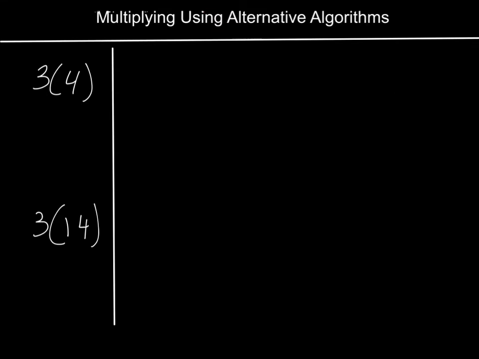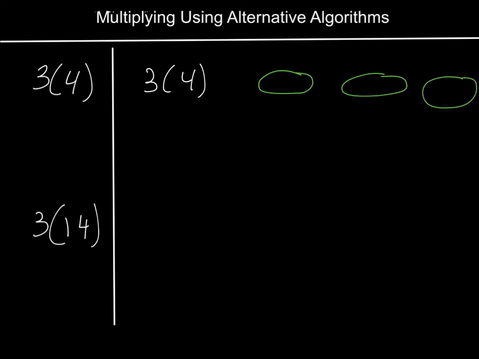When you have the problem here, 3 times 4, what that typically means is 3 groups of 4. And so if I want to demonstrate that, I could say, okay, there's a group, there's a group, and there's a group, and then what's inside is 1, 2, 3, 4, 1, 2, 3, 4, and 1, 2, 3, 4. Okay, so that would be a typical way of showing that we have 3 groups of 4.